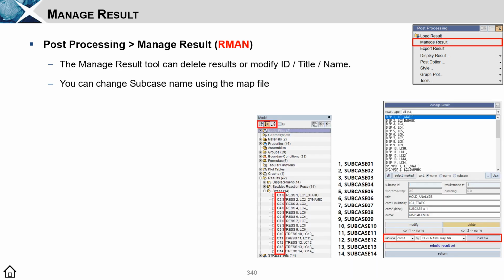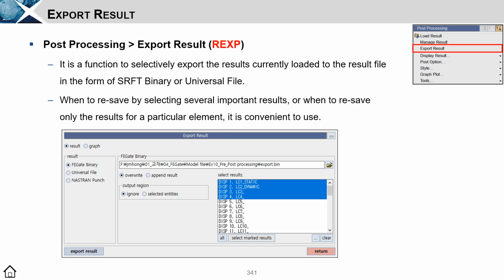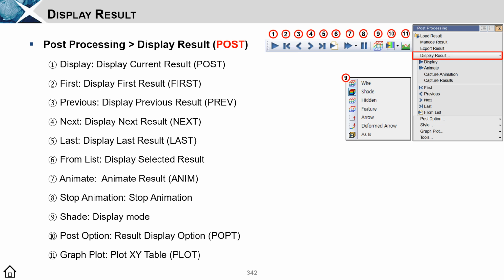The Manage Result command allows you to delete results or modify ID title name. You can also change the subcase name using the list map file at once. It is a function to selectively export the results currently loaded to the result file in the form of SRFT binary or universal file. When you want to resave by selecting several important results, or resave only the results for a particular element, it is convenient to use. Display Result command is a toolbar that combines various post-processing functions.